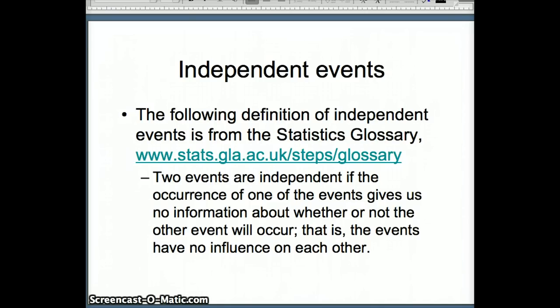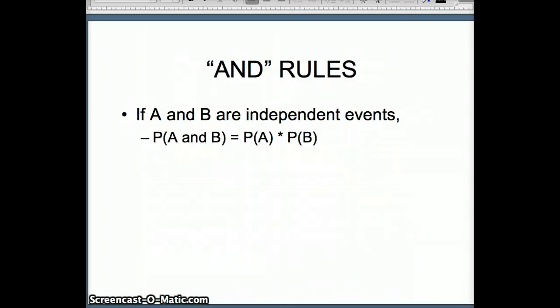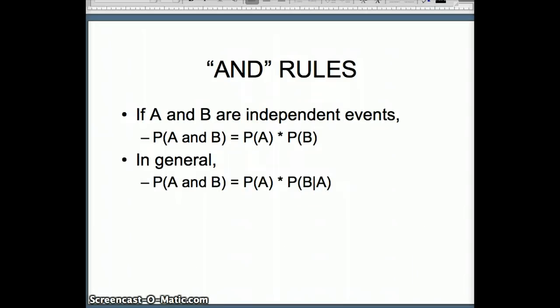So two events are independent if the occurrence of one of the events gives us no information about whether or not the other event will occur. That is, the events have no influence on each other. And if we have independent events, probability of A and B equals the probability of A times the probability of B. But in general, probability of A and B equals the probability of A times the probability of B given A.